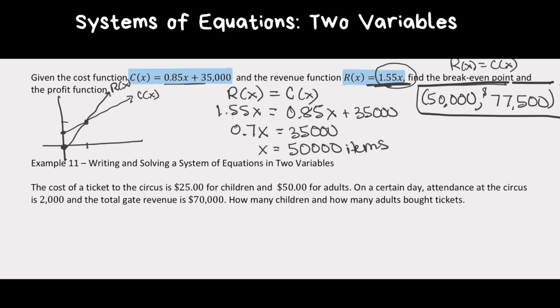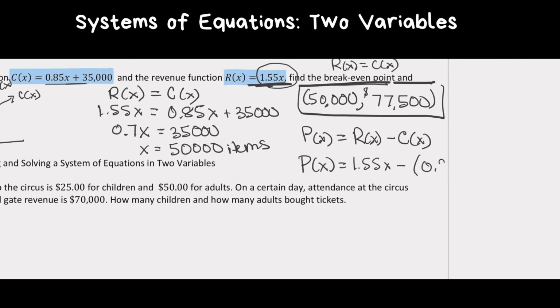Now, when they say profit, profit is, what is this gap difference? So revenue minus cost. So profit function is the revenue function minus the cost. So how much you're bringing in minus how much is going out. So my profit function will look like 1.55x minus 0.85x plus, not plus, it's going to end up being a minus, right? Let's change this so it makes more sense. Minus 35,000 with the minus sign in front of all of this.